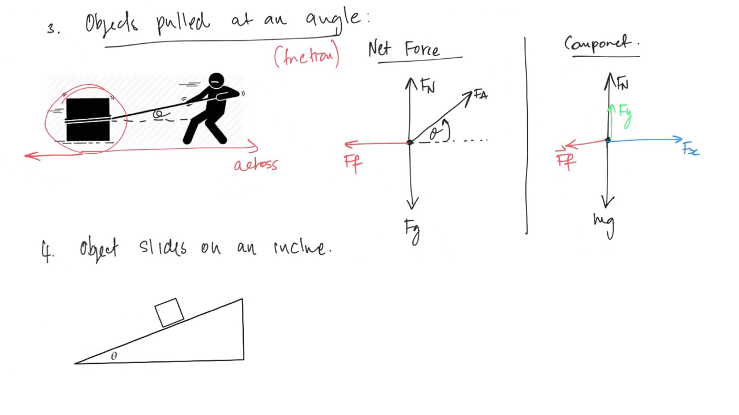You can either draw the net force diagram or the component diagram, but you cannot mix the two. For example, I cannot have an angle coming through here and call that F applied, while still having the Fx and the Fy there. This here, you're not allowed to do on a component diagram. So you either draw the net force or the component, but never both.